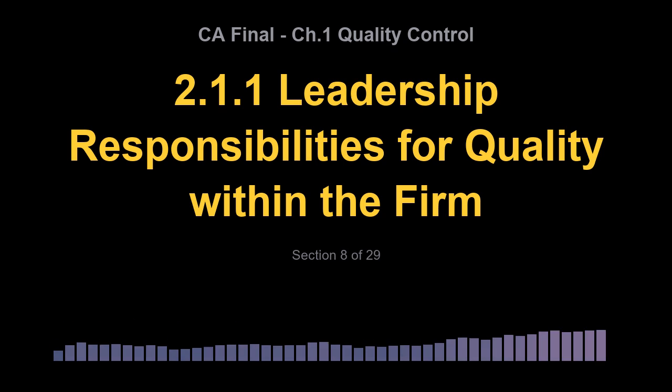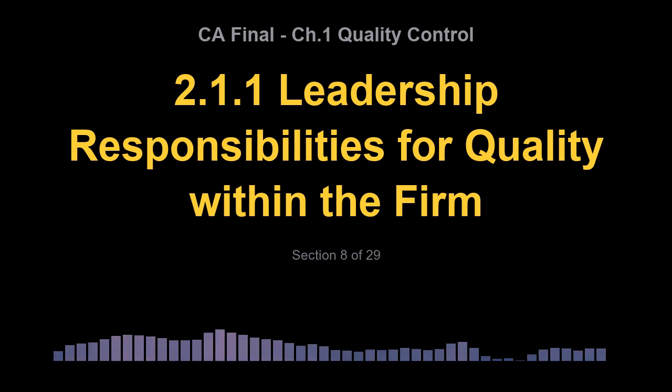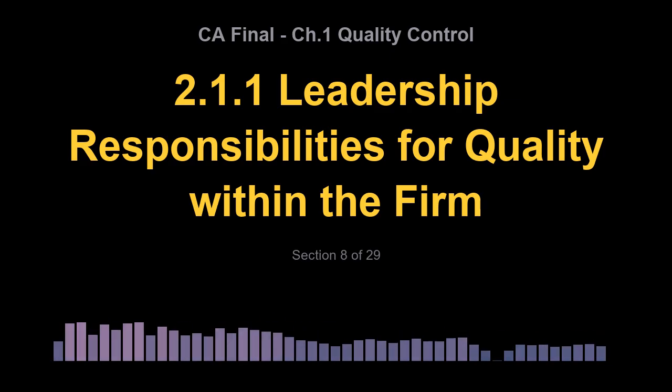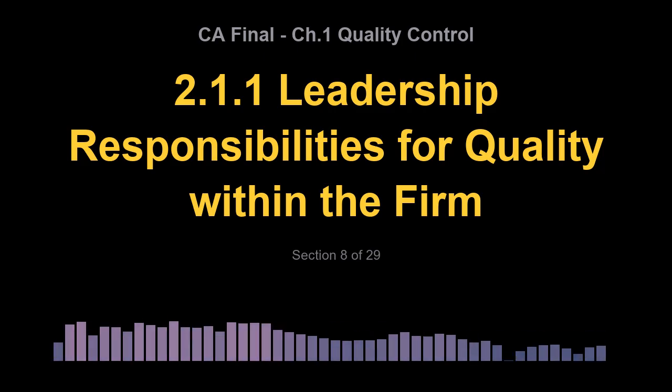2.1.1 Leadership responsibilities for quality within the firm. SQC 1 requires firms to establish policies and procedures designed to promote an internal culture based on the recognition that quality is essential in performing engagements. Such policies and procedures should require the firm's chief executive officer or the firm's managing partners to assume ultimate responsibility for the firm's system of quality control.